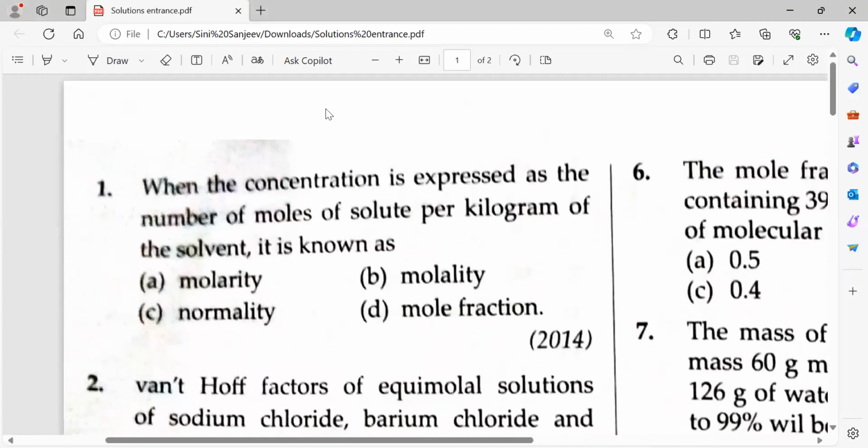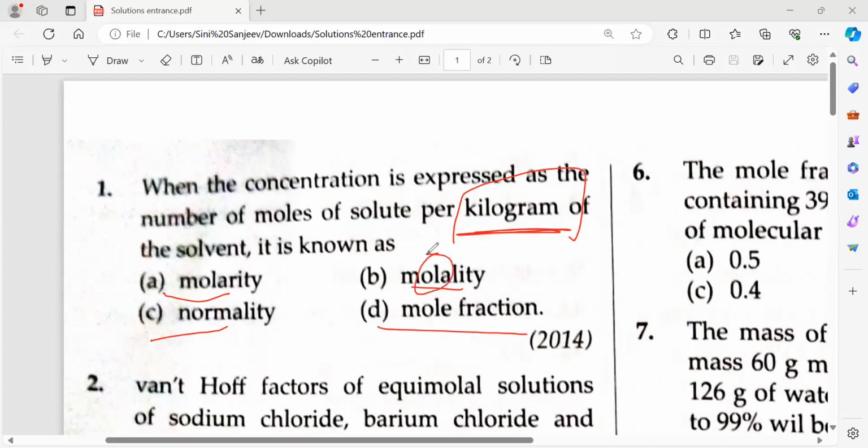So you can see the first question here. When the concentration is expressed as number of moles of solute per kilogram of the solvent, it is known as what? Again, a standard textbook definition question, correct? Whenever I see kilogram, I'll just draw it. Yes, this kilogram. You can see the options here: molarity, molality, normality, mole fraction.